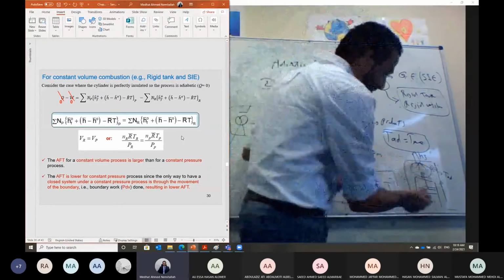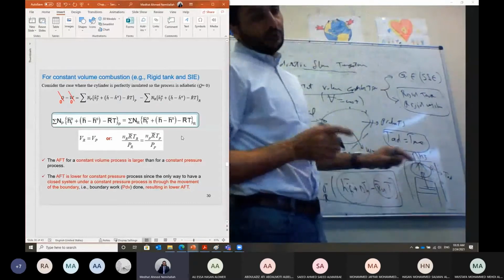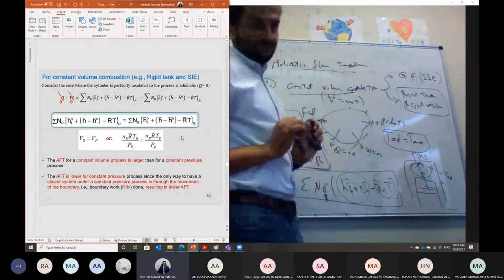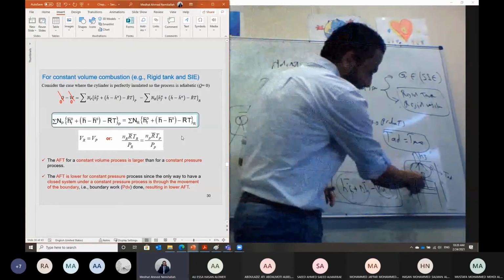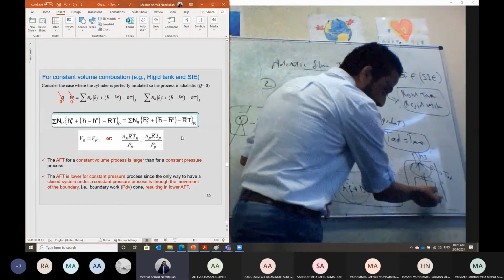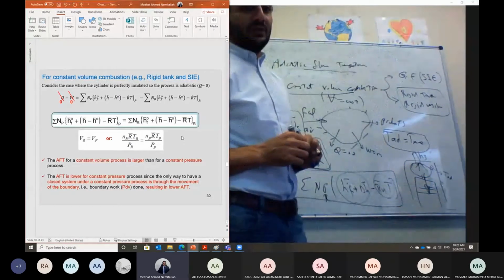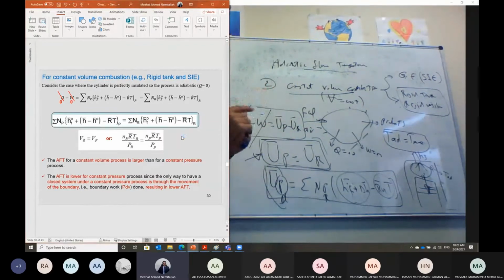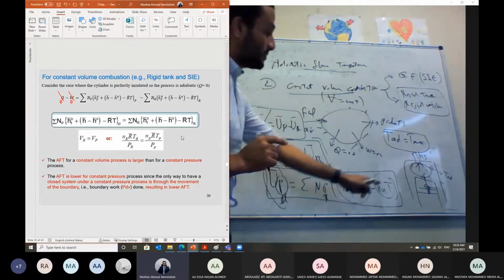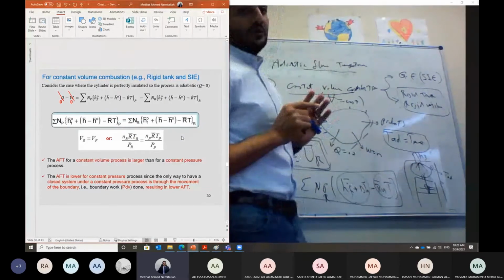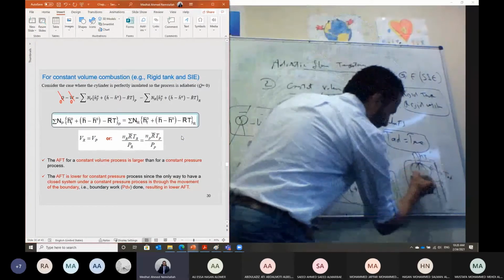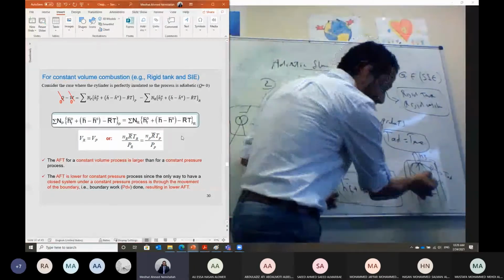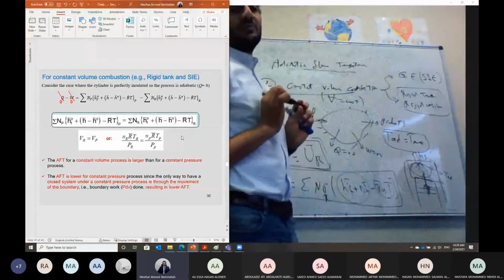But part of this heat, in the case of a diesel engine, in order to keep the pressure constant, the piston has to be moving. Usually the combustion takes place during the expansion stroke, when the piston is moving down. The only way for a closed system to keep the pressure constant is through the movement of a boundary, which here is the piston. In order to have constant pressure combustion, this piston has to be moving in order to keep the pressure constant.